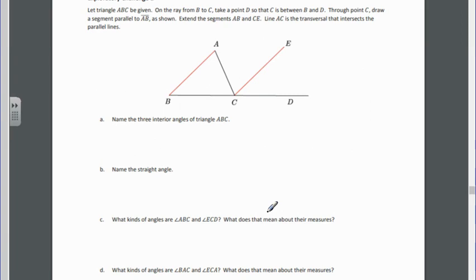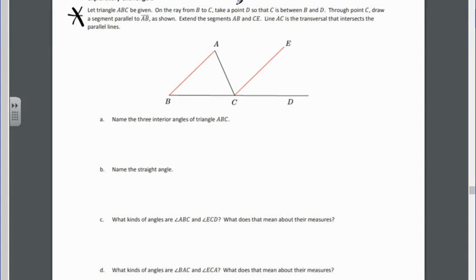So it says, let triangle ABC be given on the ray from B to C. So first of all, a ray is like an arrow. So it's just telling you up here in this portion how to draw the picture that they've given you. And then we're going to have to start naming some stuff. So on A, it says name the 3 interior angles of a triangle.